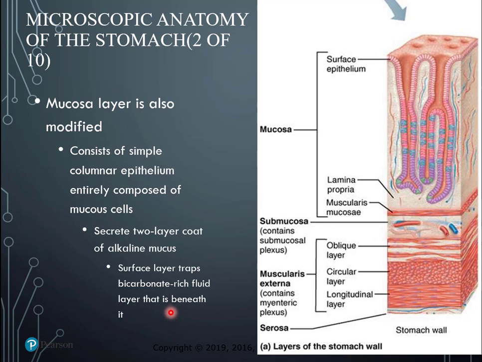So the surface layer traps a bicarbonate-rich fluid layer that is beneath it. It is also dotted with gastric pits, which lead into gastric glands. You could see that each of those are the pits, but when you go right through where the pits are, it goes straight down. Okay, the neck is filled with mucus cells of the neck. Then it goes down into having more of the gastric chief cells and the parietal cells.